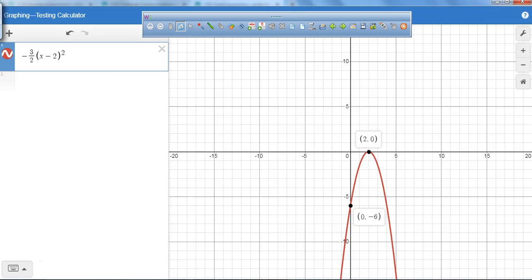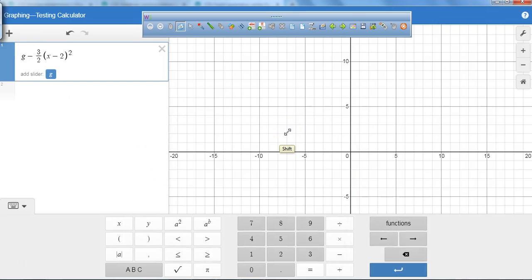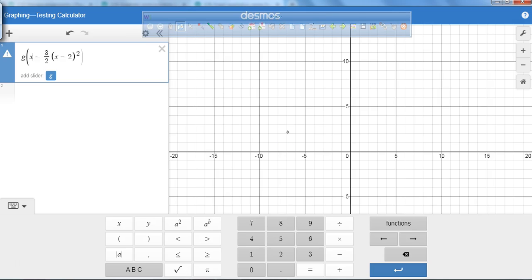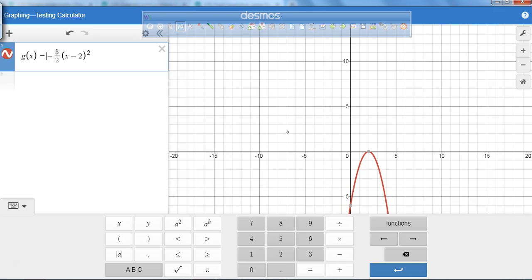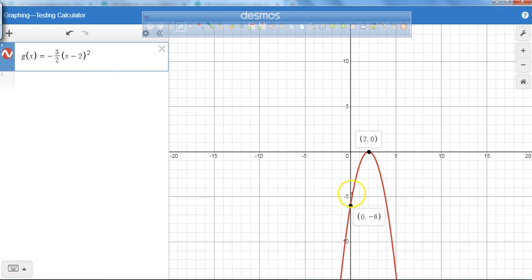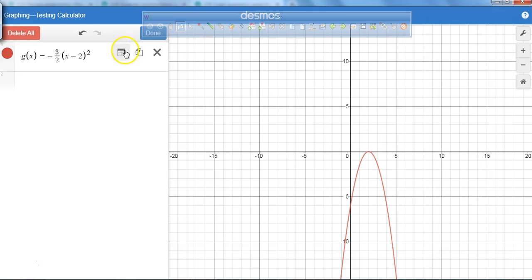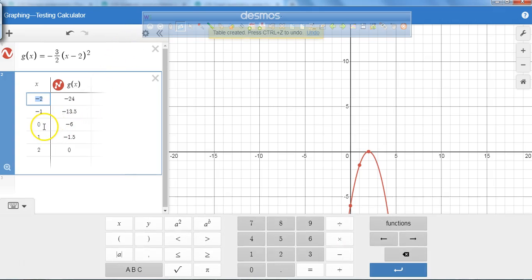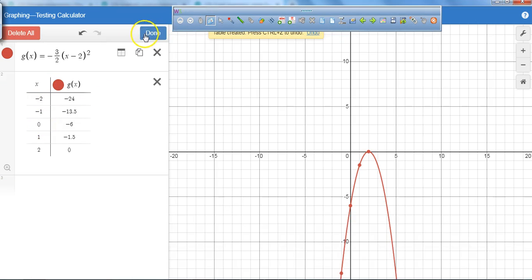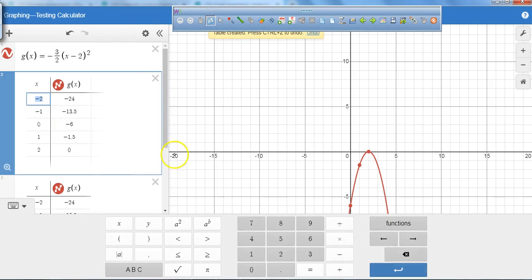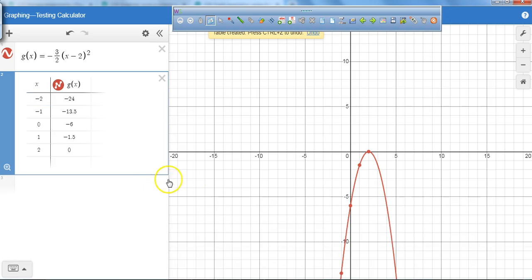But remember, you also have Desmos, so you could type in your function right here. You can even type in g of x equals. And you can clearly see we have a 2, 0, and we have a 0, negative 6. You can make a table. You can find your ordered pairs by going into the table. There's a little gear symbol, which allows you to make it into a table. All right. So once you plot it, then you're good to go.